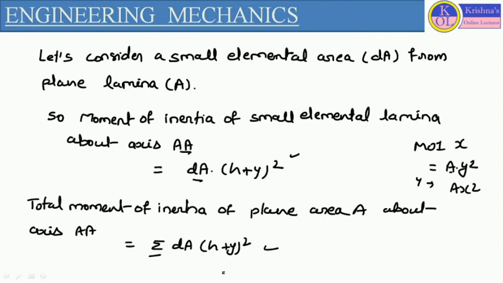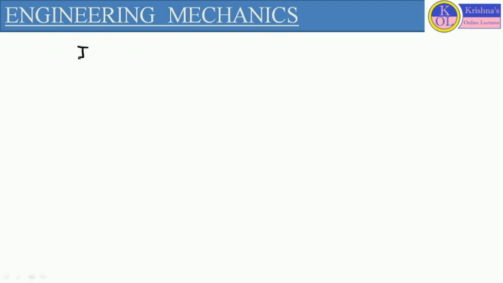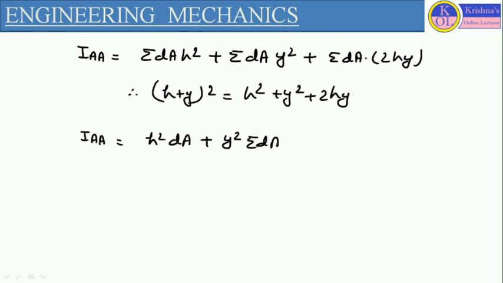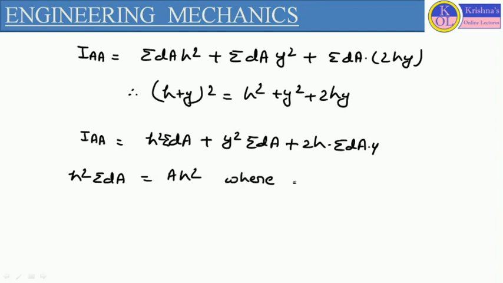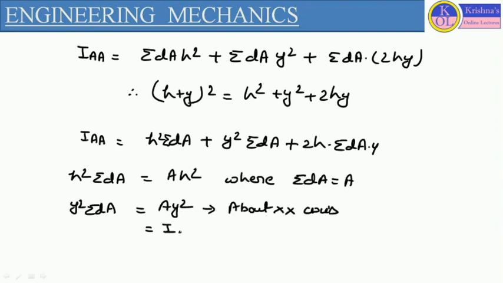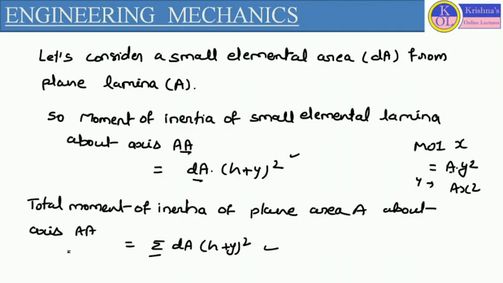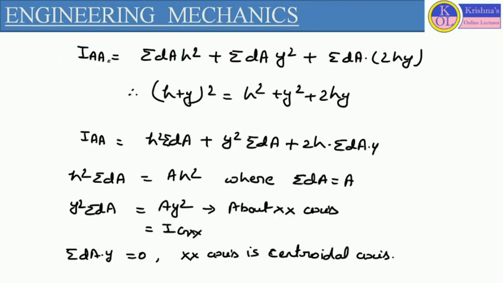Now, if we expand this equation, here we have the complete expansion and final term. So it will be I_AA, because this moment of inertia we are considering about axis AA. It is denoted by I. So it should be summation of dA h squared plus summation of dA y squared plus summation of dA into 2hy.